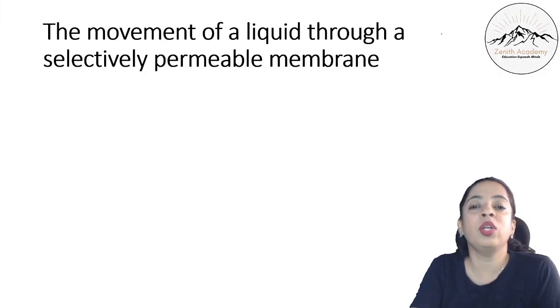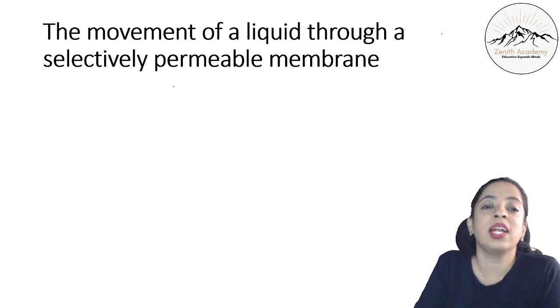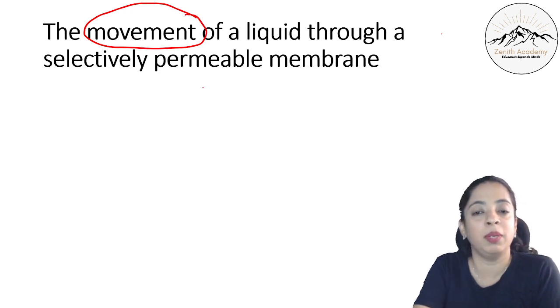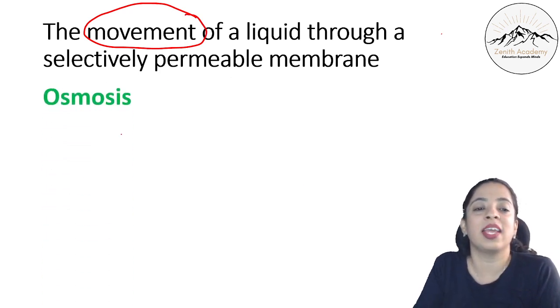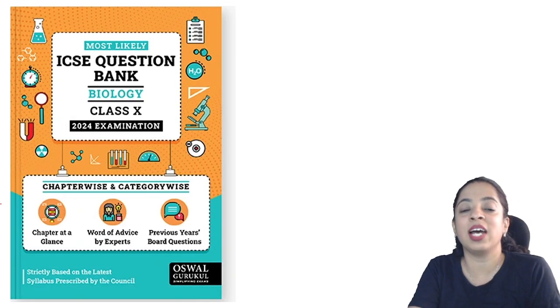Next, the movement of liquid through a selectively permeable membrane. So what is that movement of liquid known as through a selectively permeable membrane? So the answer is osmosis. I hope you are able to give the answers.